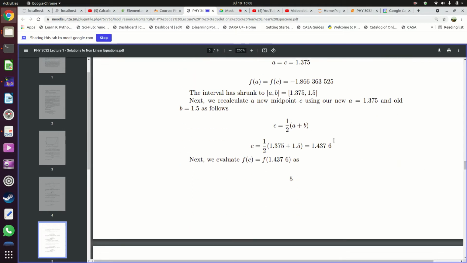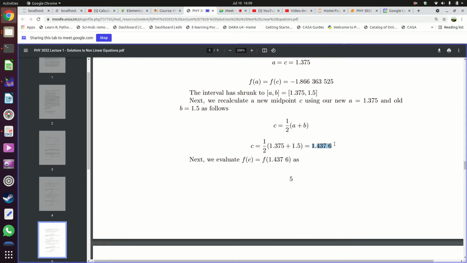Then you work out a new value of C. So now our A is 1.375, our B is 1.5. So in this case, we work out a C. New C is going to be equal to half of A plus B. So our A is 1.375 plus 1.5. So this is going to be, whatever it is, multiplied by half, is going to give you 1.4376. So this is going to be a new C.